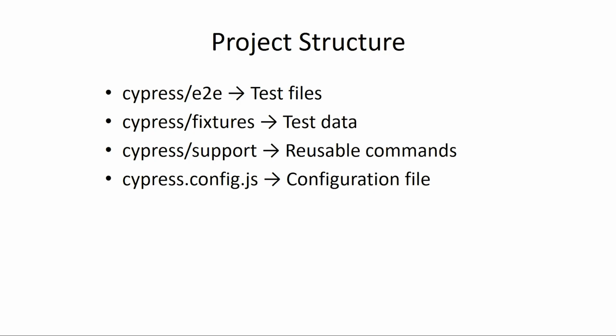Project structure. Cypress e2e: inside this project folder are the test files in which you write the scripts. Cypress fixtures contains the test data. For example, you want to perform the login test. So here you need to enter username, password, and then click on the login button. In the fixtures files, you can enter test data. Cypress support is used for reusable commands. Cypress config is the configuration file. Inside cypress.config.js is the configuration.